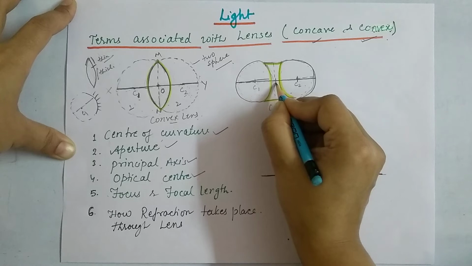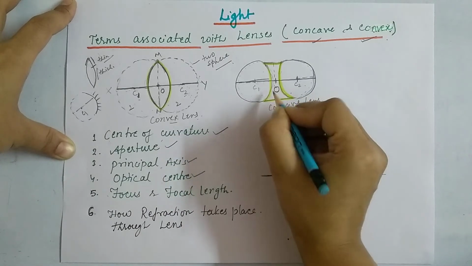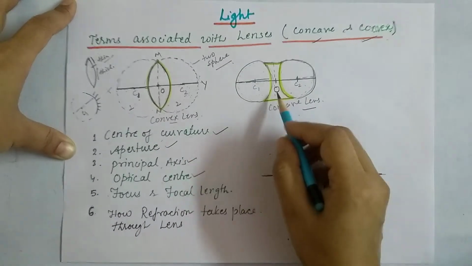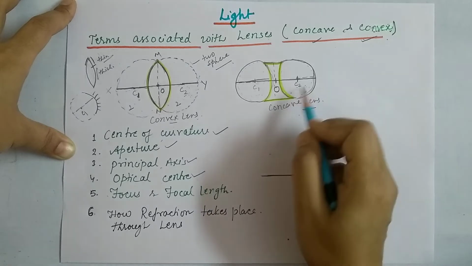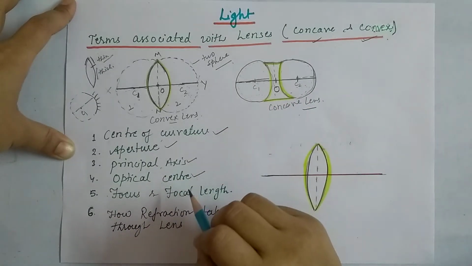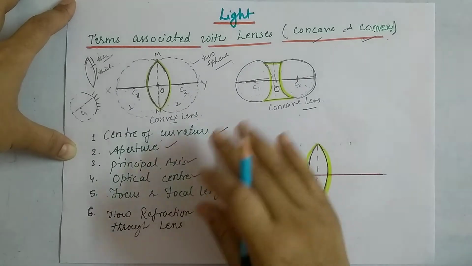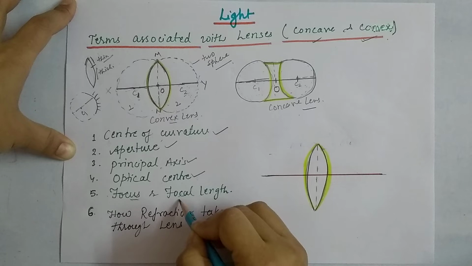And the middle of the principal axis is called the optical center. So here you will find one optical center and two centers of curvature, C1 and C2. So you have understood those terms. Now one term is left, that is focus and focal length.